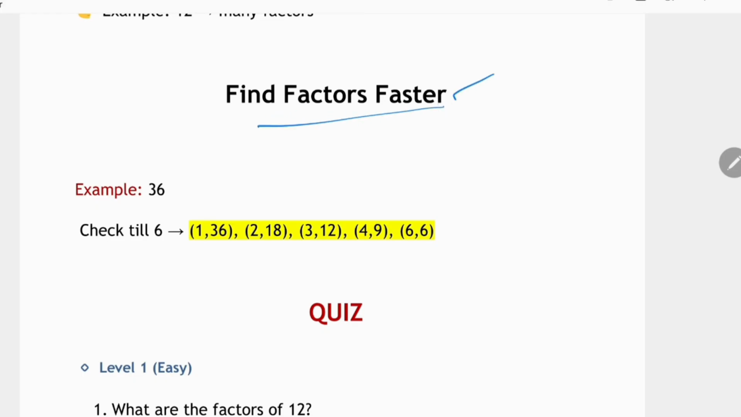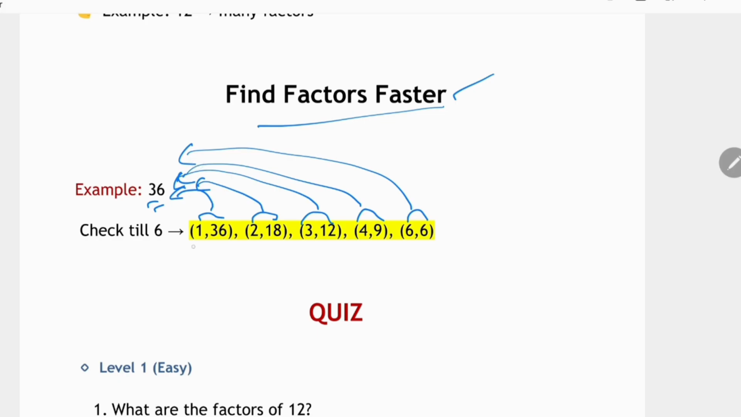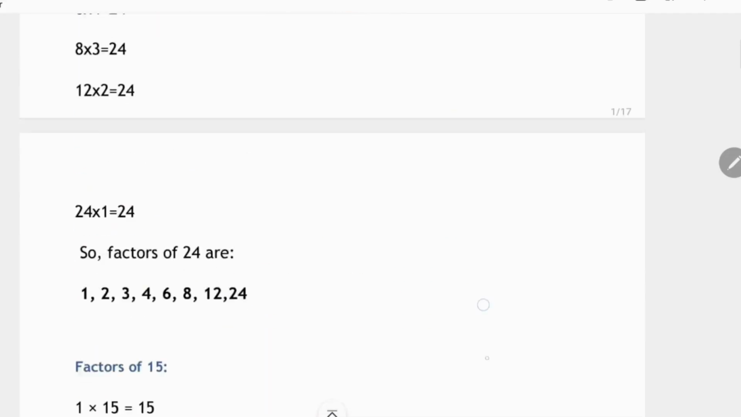Find factors faster. We already discussed the factors of 36. 1 into 36 is equal to 36. 2 into 18 is equal to 36. 3 into 12 is equal to 36. 4 into 9 is equal to 36. 6 into 6 is equal to 36. So factors come in pairs. Okay, is it clear?